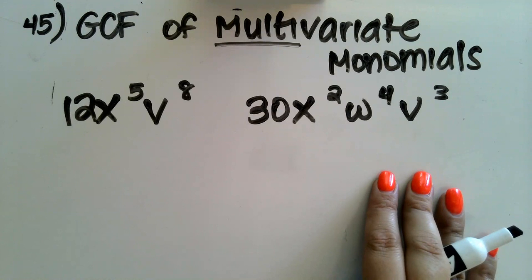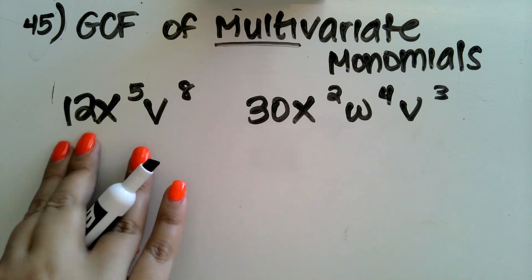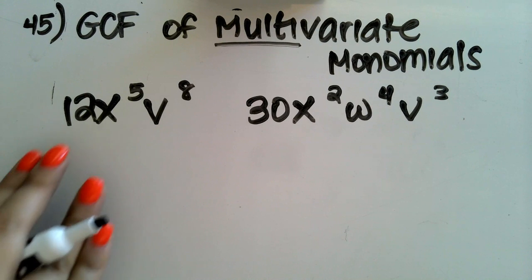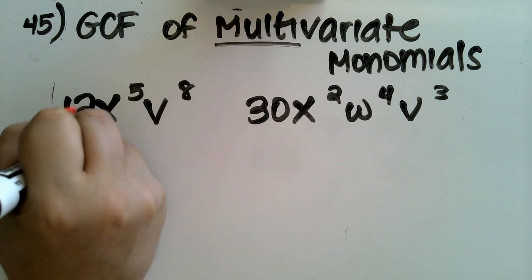I know this looks like a lot. I know that. But it's actually really quick and really simple. The only real thing that we have to do is create those factor trees for 12 and 30, those coefficients. Because I don't know what the greatest common factor is between 12 and 30 off the top of my head, so let's just figure it out.